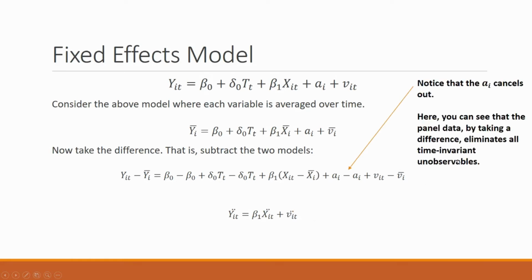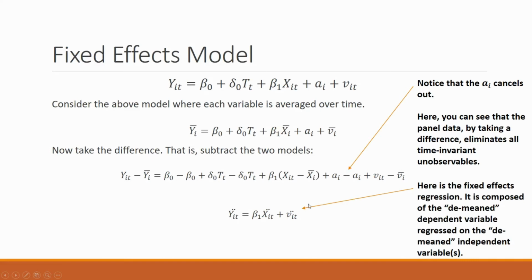And so now you'll notice here that AI again cancels out. So here you can see that the panel data, by taking a difference, eliminates all time invariant unobservables. All right, so again we are eliminating all the time invariant unobservables. And here is the fixed effects regression. It is composed of the d-meaned dependent variable regressed on the d-meaned independent variable.